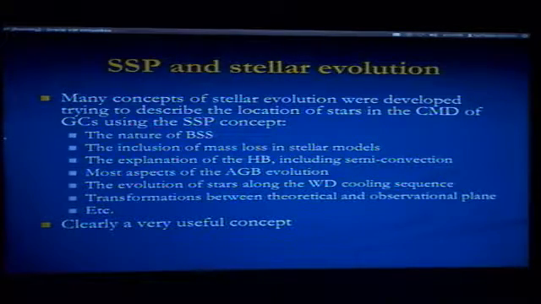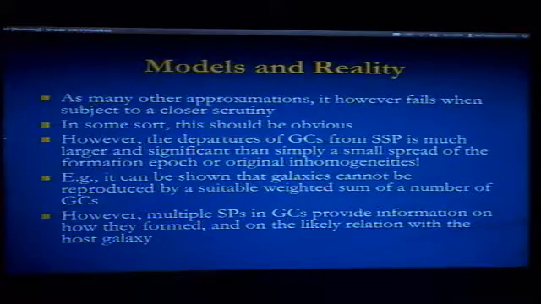You have to explain the horizontal branch, most aspects of the AGB evolution, the evolution of stars along the white dwarf cooling sequence, transformations between theoretical and observational planes, a lot about population synthesis in galaxies and so on. These are all based on the idea that the clusters are simple stellar populations. So it is clearly a very useful concept. But as with many other approximations, when you begin to look into the details, it fails.